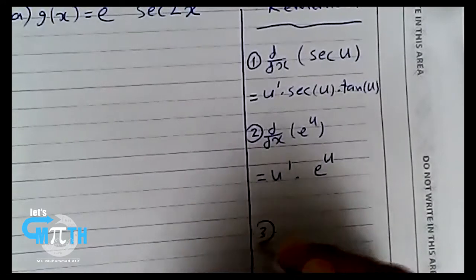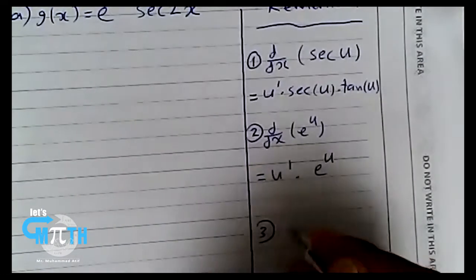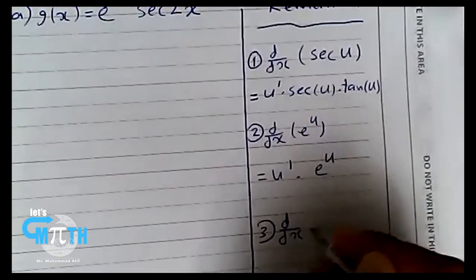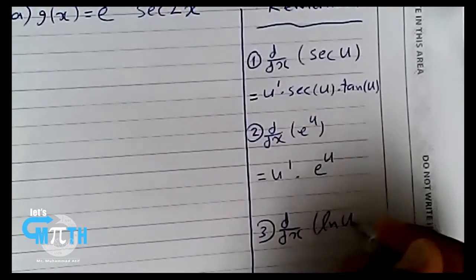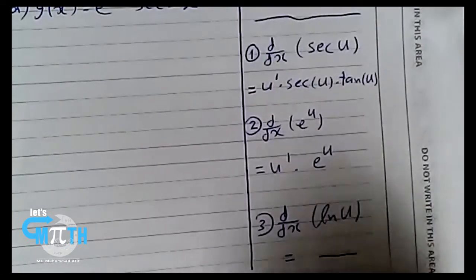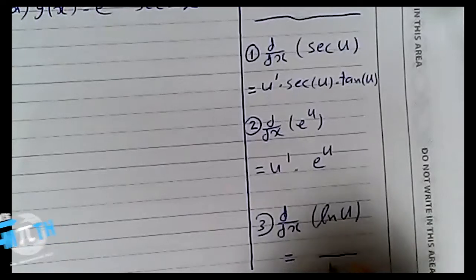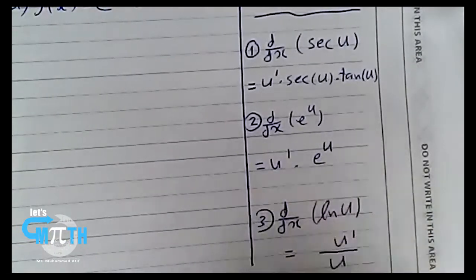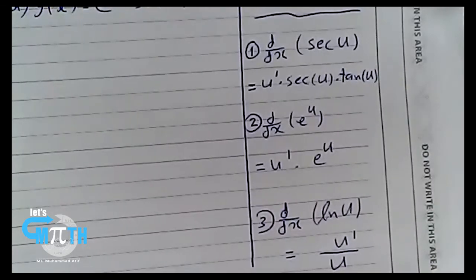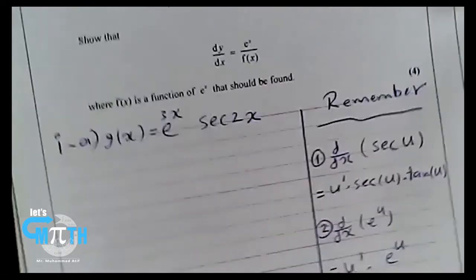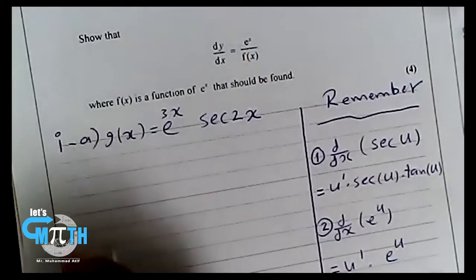Rule number 3, the derivative of a logarithmic function ln u is equal to the function itself at the denominator and its derivative at the numerator, u dash over u. These are the required rules to remember for this question.